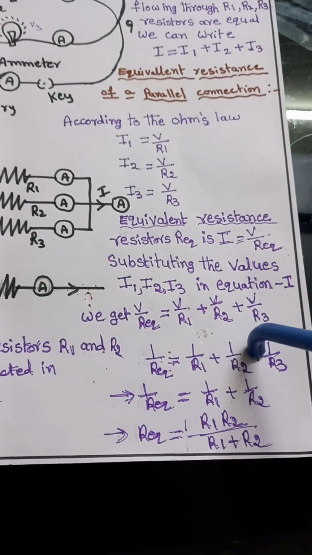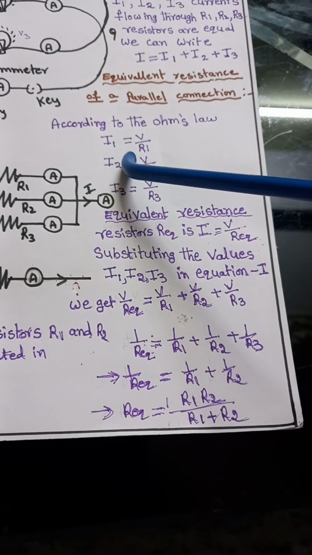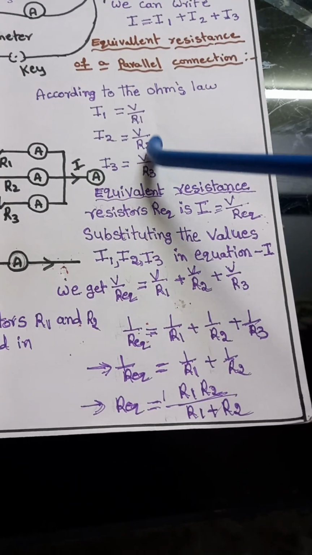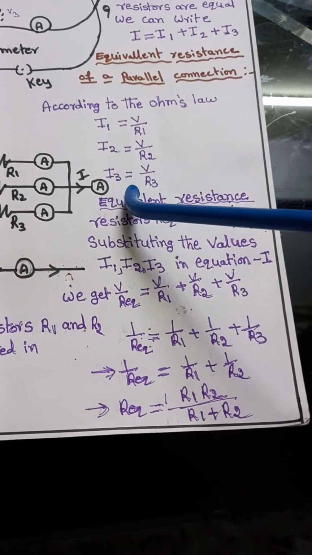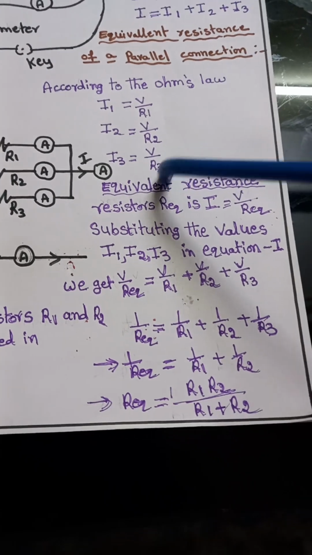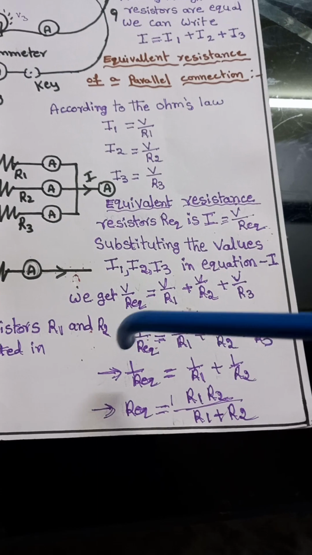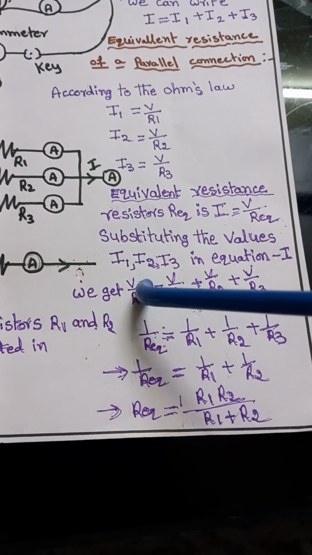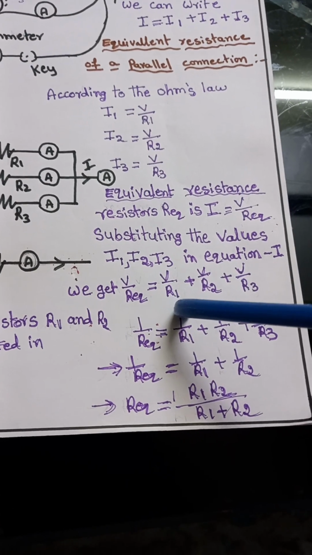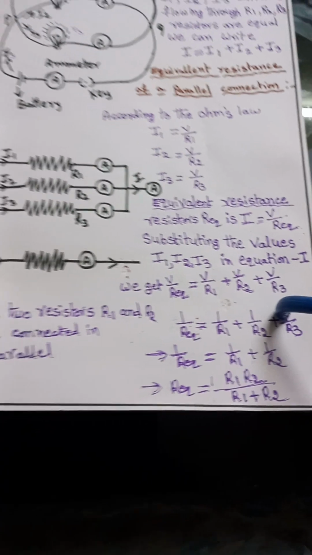Why? Because by Ohm's law, I1 is equal to V by R1, I2 is equal to V by R2, and I3 is equal to V by R3. When we substitute these values, we get V by equivalent resistance is equal to V by R1 plus V by R2 plus V by R3.